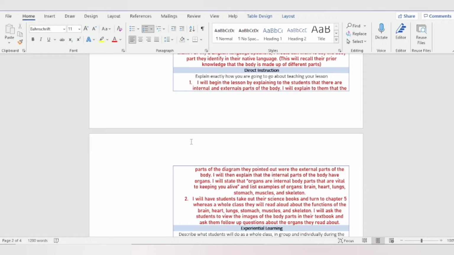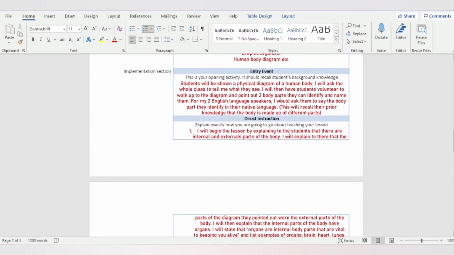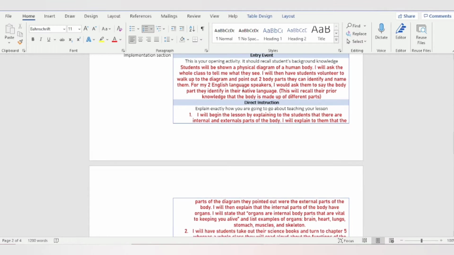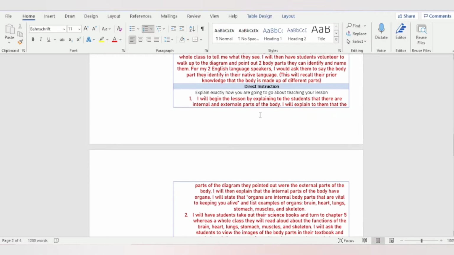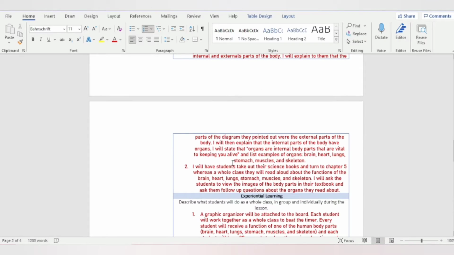So okay, let me read mine. I'll begin the lesson by explaining to the students that there are internal and external parts of the body. So this is going to have them rethink, we just did that at the beginning of class. So they're going to understand what I'm getting to here. I will explain to them that the parts of the diagram they pointed out were the external parts of the body. I will then explain that the internal parts of the body have organs. I will state that organs are internal body parts that are vital to keep you alive. And then I will proceed to listing examples of organs: the brain, the heart, the lungs, stomach, muscles, and skeleton.